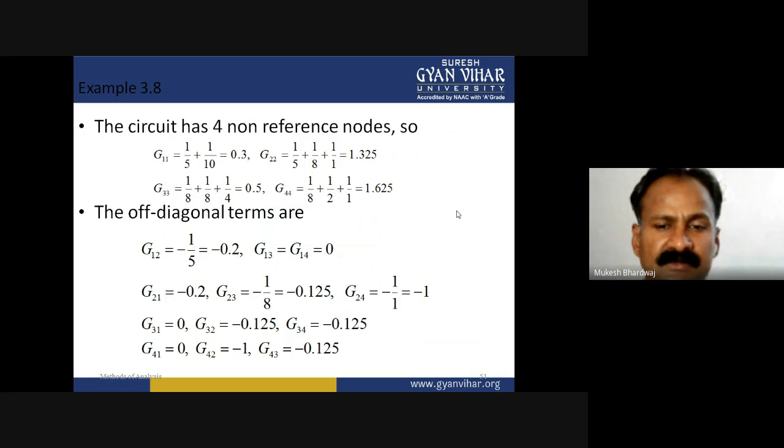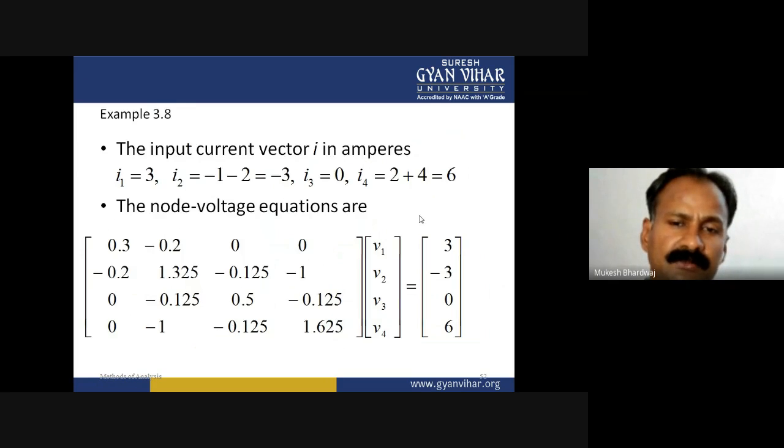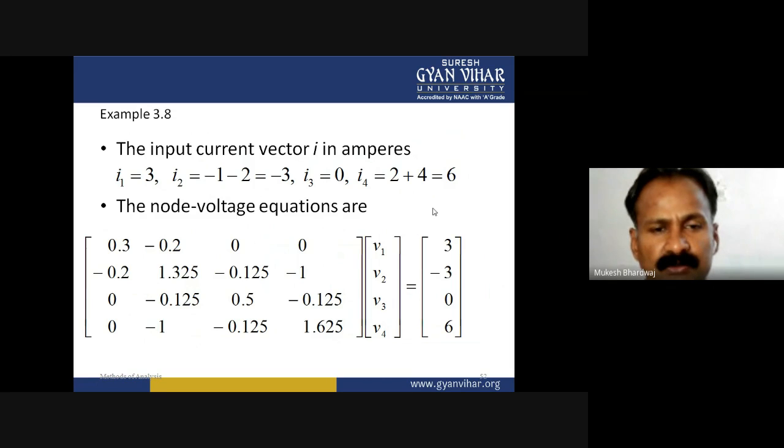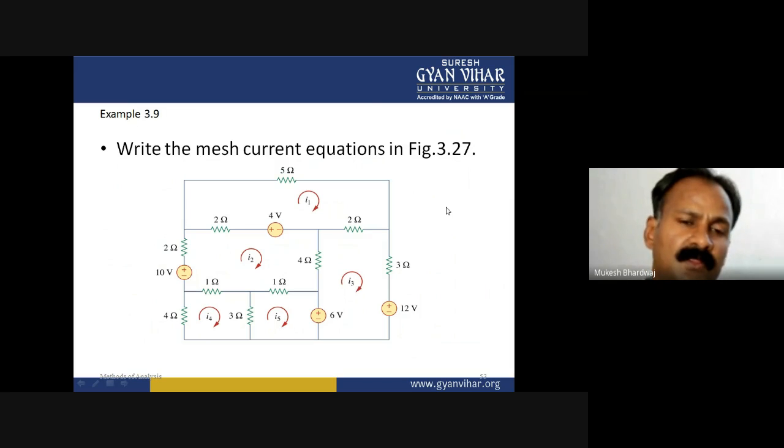The off-diagonal terms are like this. After analyzing the circuit, we get the following values. The input current vector I in amperes: I1 equals 3, I2 equals minus 3, I3 equals 0, I4 equals 6 ampere. The node voltage equations are written as, and after writing down the node voltage equations in the form of matrix, now get the solution.